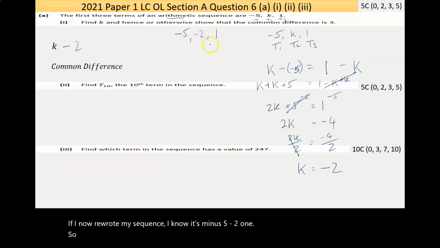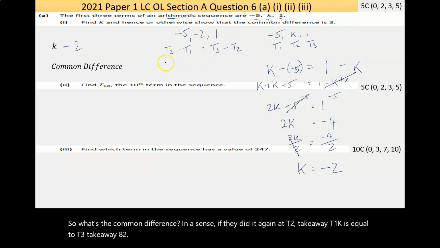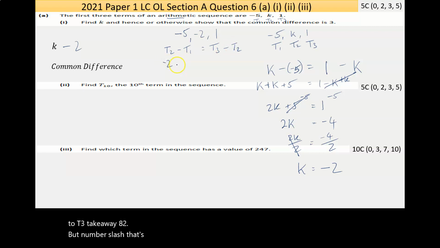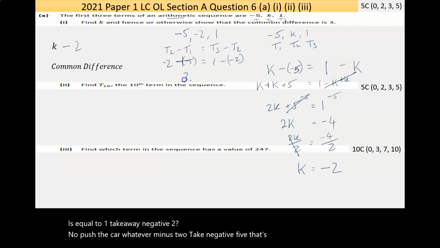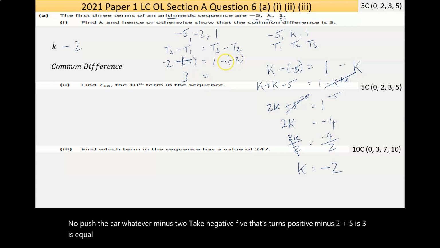So what's the common difference? In a sense, if I did it again, T2 take away T1 is equal to T3 take away T2. Put numbers to that: -2 take away -5 is equal to 1 take away -2. Now, put it to the calculator, whatever. -2 take away -5, that turns positive. -2 plus 5 is 3. Is equal to 1 take away -2 becomes plus. 1 plus 2 is 3. So my common difference is 3.